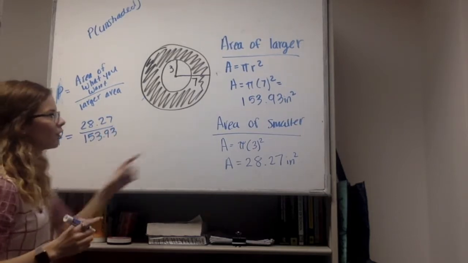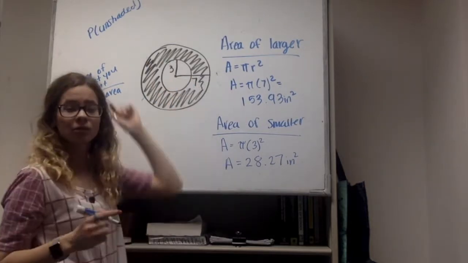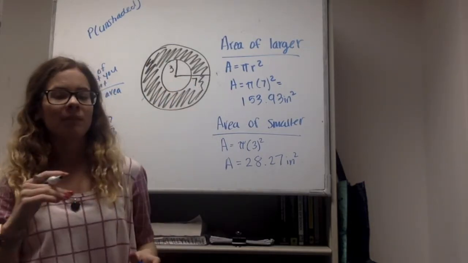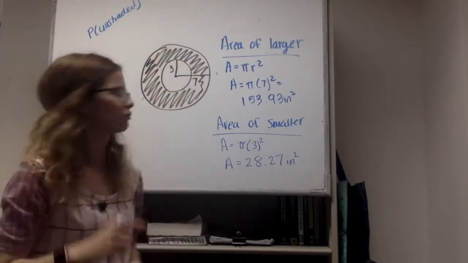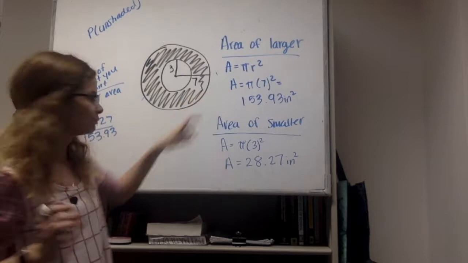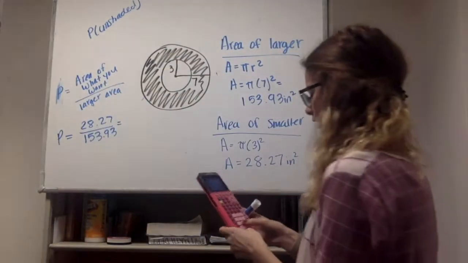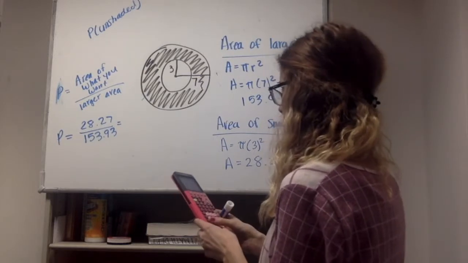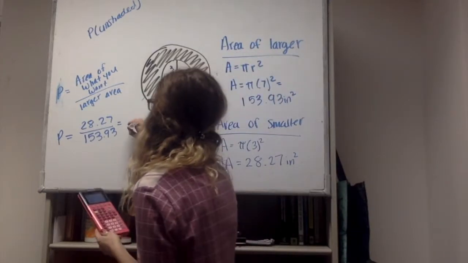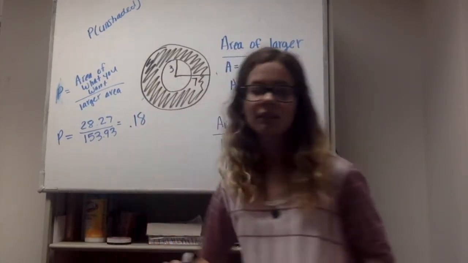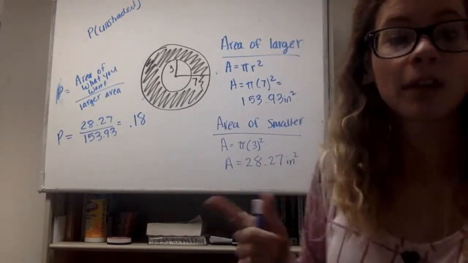I noticed a lot of y'all were trying to add these two numbers together and get the area of the whole circle plus the smaller circle. But when you're doing that, you're finding the area of the big circle and some, but we just want the area of the big circle. So you would just take the area of the larger one. And then we would put that into our calculator. We get 28.27 divided by 153.93, and we get 0.18 roughly. So the probability of landing in the unshaded region is 0.18 or 18%.